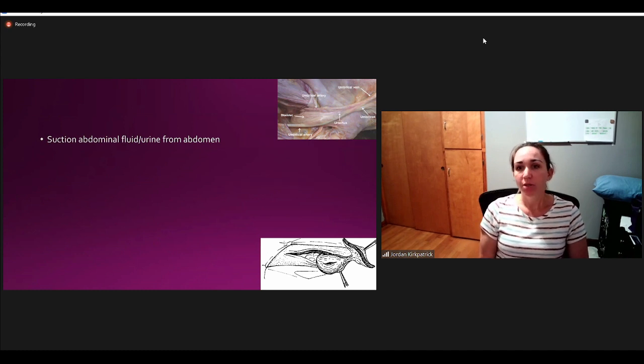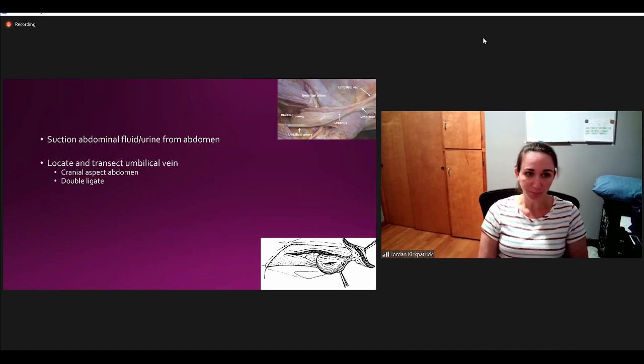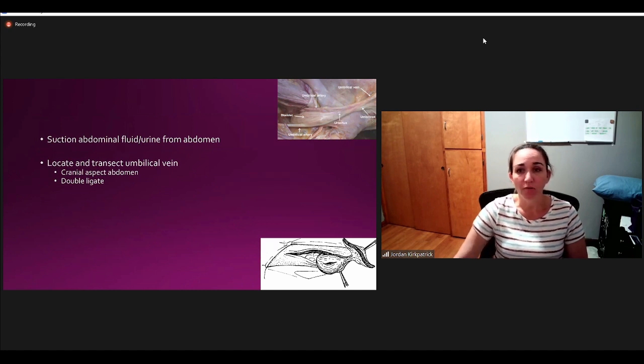Once you open the abdomen, with the bladder rupture, especially if you haven't drained it, you're going to want to have suction ready so you can suction the urine out of the abdomen. If the umbilical vein is still present, you're going to locate that and transect it.